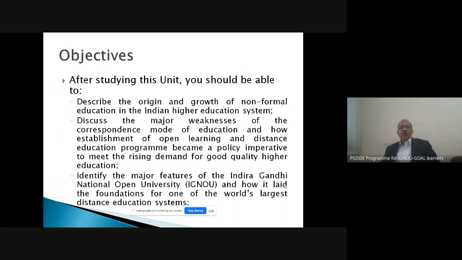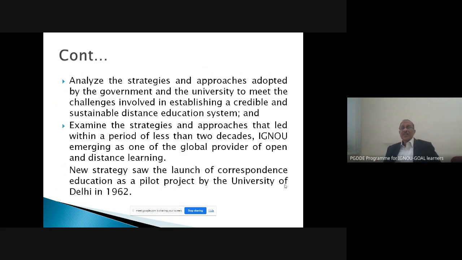After going through that, the main highlights are how IGNOU came into existence, through which policies, what mandate was given to IGNOU, and of course what the major features are. We'll talk about all these things in this unit. Analyze the strategies and approaches adopted by the government and the university to meet the challenges involved in establishing credibility. Why did the government of India at the national level want to establish this national open university, and what compulsions led to its establishment?